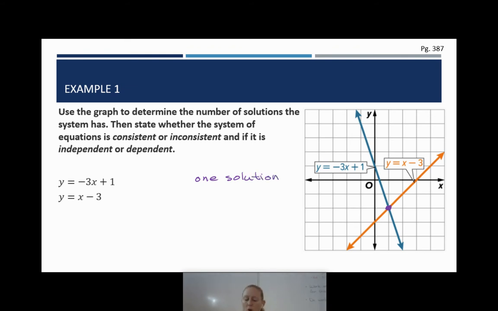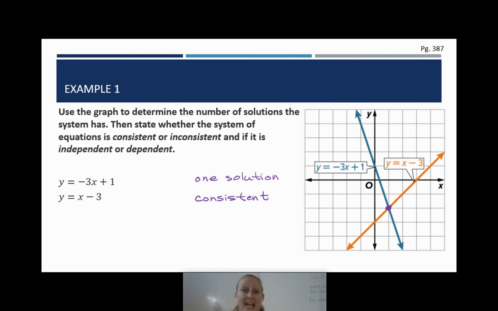All right, so going back to our vocab from earlier, if there's one solution, does that make it consistent or inconsistent? Well, if it has a solution, it's consistent, right? I mean, the very fact that it has a solution at all makes it consistent. Awesome. And because it's consistent, I now have to decide if it's independent or dependent.